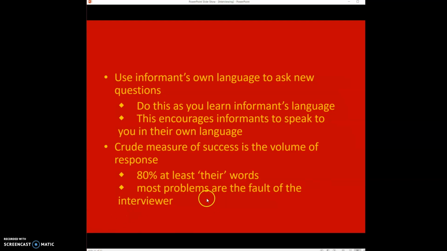You want to use the informant's own language to ask new questions. That way it is built upon what it is that they value. Do this as you learn the informant's language. So it's going to take some time to spool up to how they see the world.